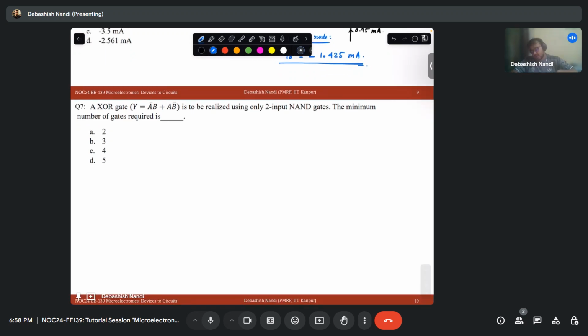Okay, so an XOR gate. How does an XOR gate look like? So this is the symbol of an XOR gate.